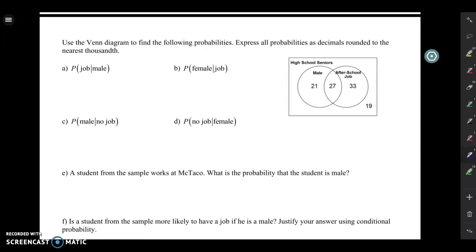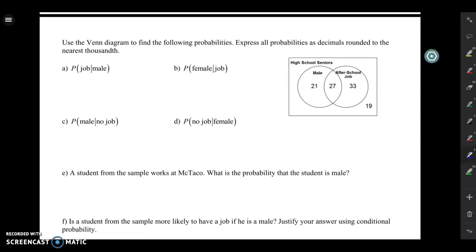Okay, so in our Venn diagram, we've got a male circle. So anyone that's not included in that male circle is going to be female. And then we have an after-school job circle. Anyone not included in that circle means that they do not have an after-school job. So, first one, what's the probability of having a job given that you're male?